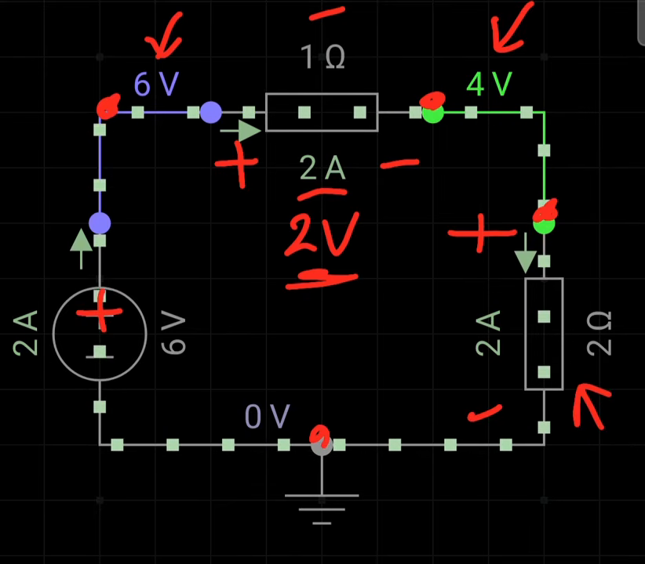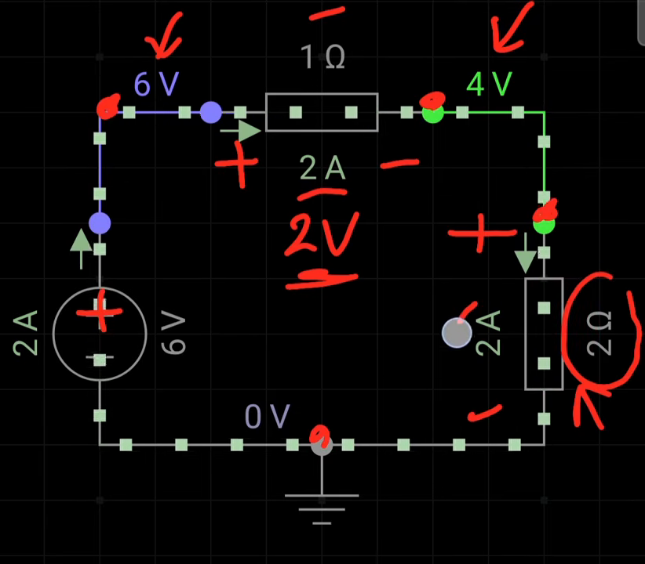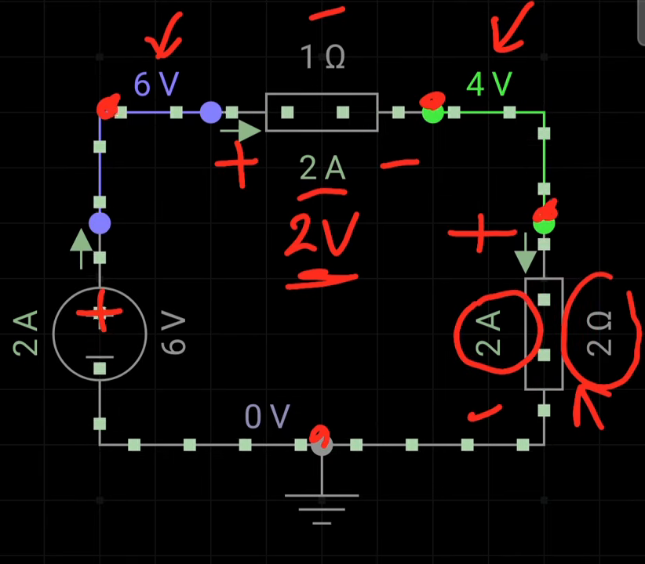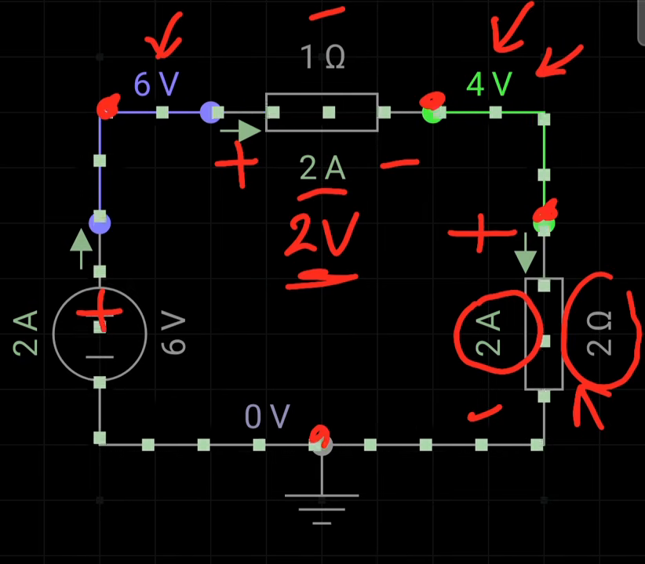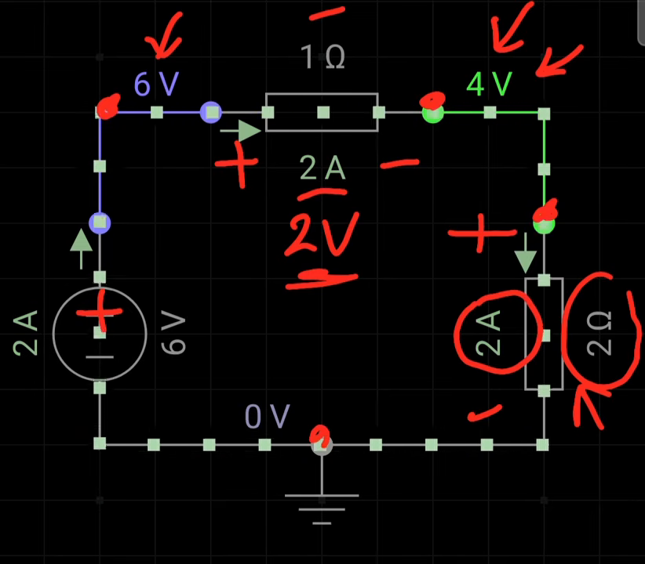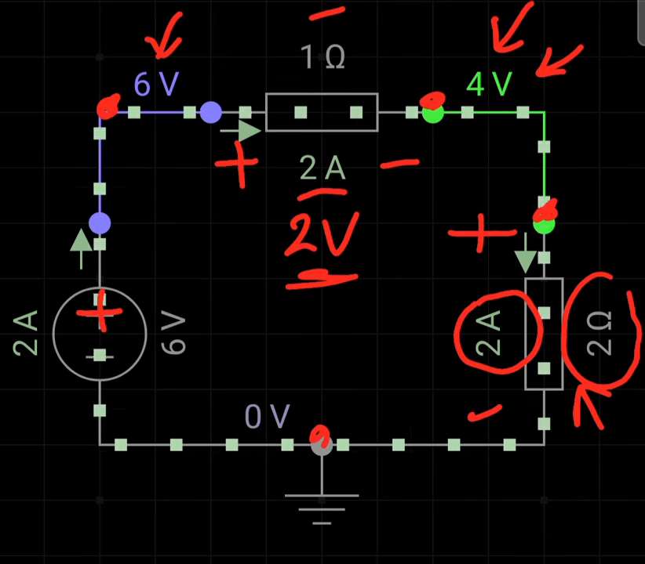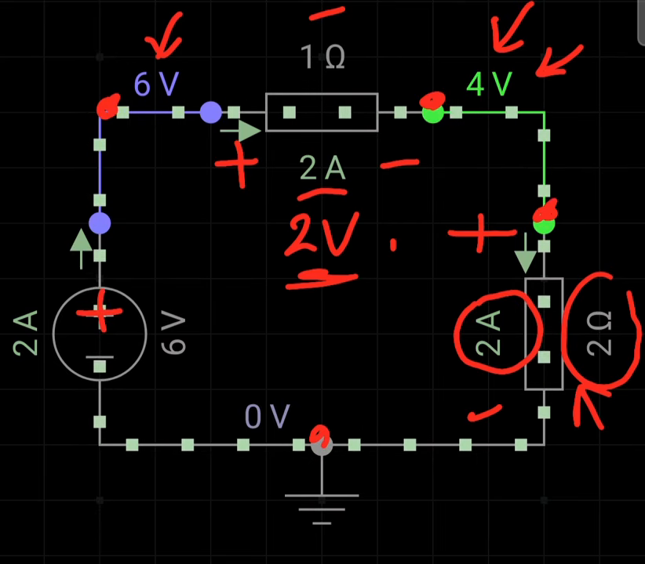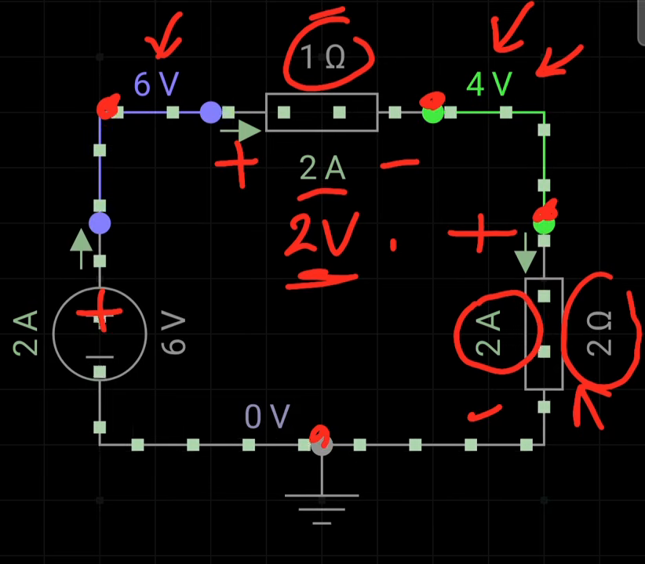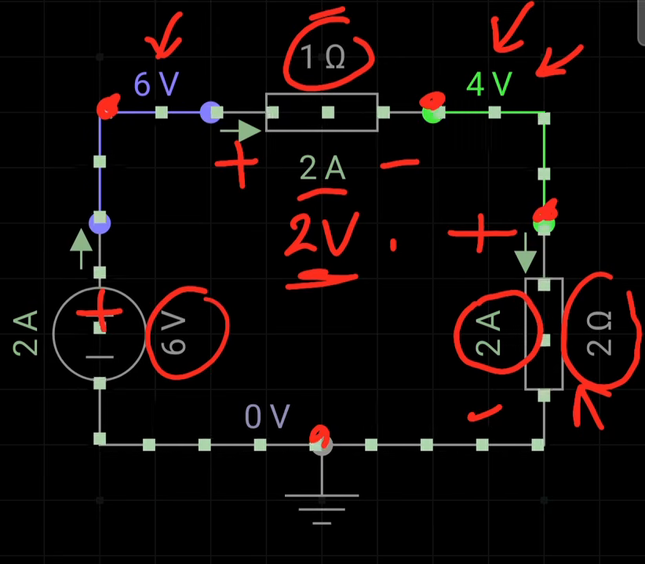In other words, we also can say the 2 ohm resistance multiplied by the current flowing through it, which is 2 ampere, is 4 volts, which is exactly what we have shown here. And if you see, the total voltage in the circuit will be 4 volts across this 2 ohm resistance plus 2 volts across this 1 ohm resistance. So 4 volts plus 2 volts is equal to 6 volts.